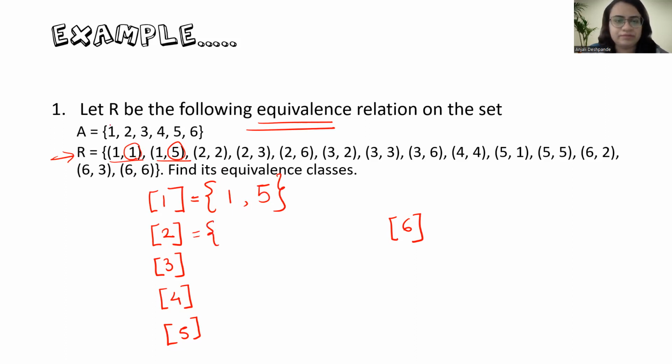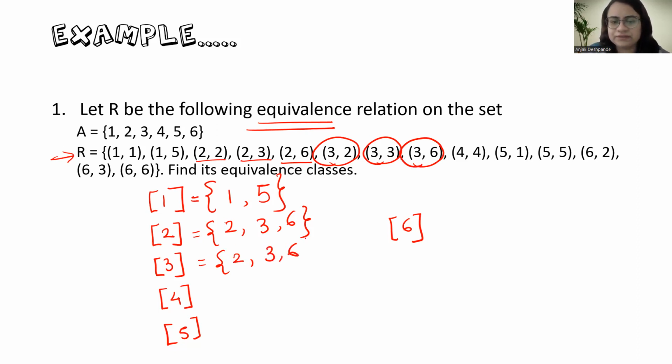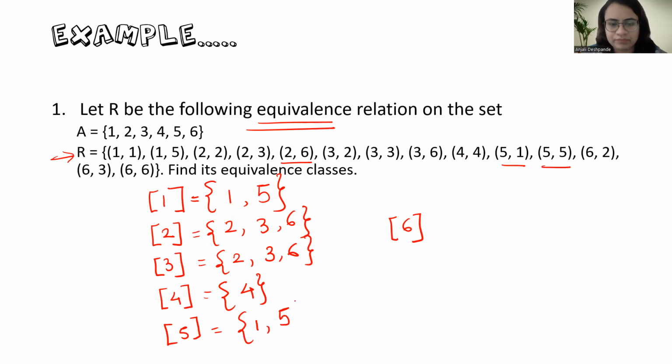Same for 2. The tuples to be considered for 2 are this, this, this. So the elements that are related to 2 in the relation R are 2, 3, and 6. Similarly for 3, it is 2, 3, 6. For 4, it is just 4. For 5, it is again 1 and 5. And finally for 6, it is 2, 3, 6. So in this way, you can find the equivalence class of all the elements in the given set.